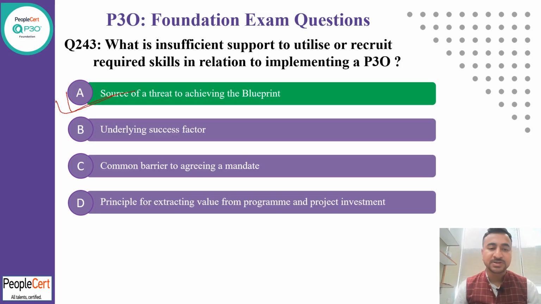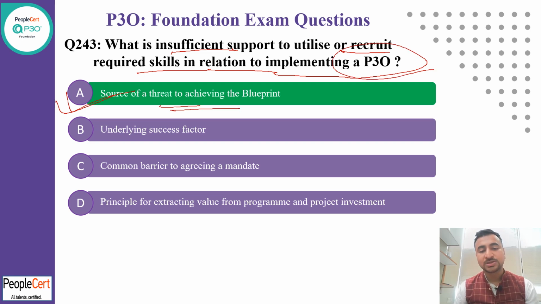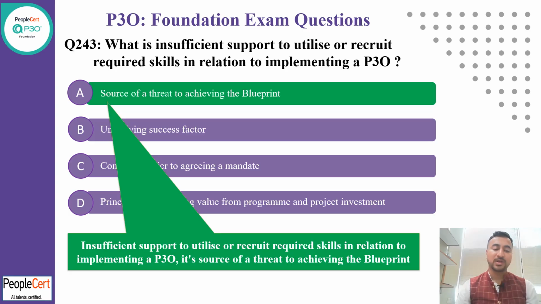Let me reread the question. What is insufficient support to utilize or recruit the required skill in relation to implementing a P3O? Sources of threat to achieving a blueprint. Okay, that may be possible. So that may sometimes happen, that you read the question and the justification: insufficient support to utilize or recruit required skill in relation to implementation of P3O. It is a source of threat to achieving the blueprint.